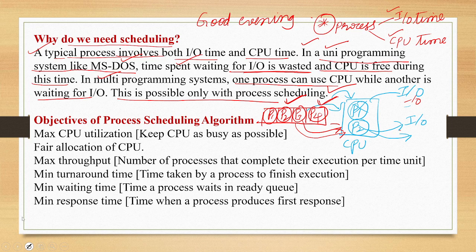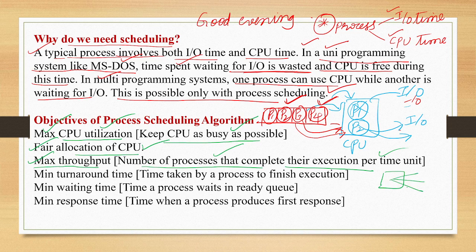What are the different objectives of CPU scheduling? First one is maximum CPU utilization. We have to keep the CPU as busy as possible. We should not keep our CPU idle. Next, fair allocation of CPU. We have to allocate the CPU in a fair manner. Next one is maximum throughput. We have to achieve the maximum number of processes completing their execution per time unit. In any time unit, the maximum number of processes should complete execution with the CPU.